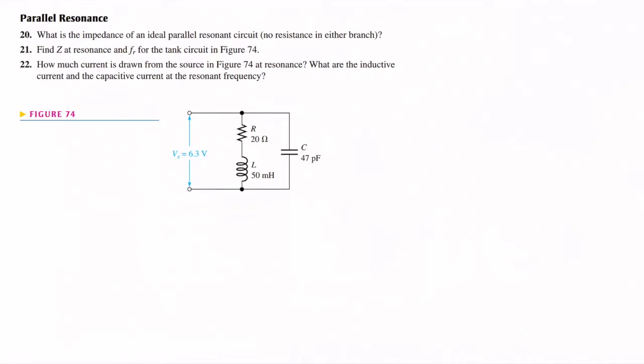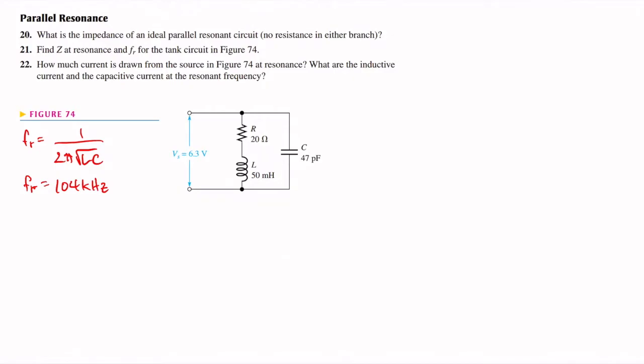So in order to find the resonant frequency for the tank circuit, we use this equation. FR is equal to 1 over 2 pi square root of LC. We already know what L and C are. They are the given quantities. L equals 50 millihenry and C equals 47 picofarad. So if we plug them in the equation, we have FR to be equal to 104 kilohertz. Now that we know FR, the next step is to find Z at resonance.